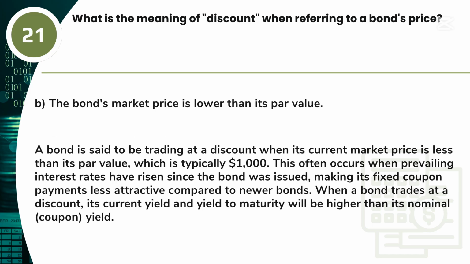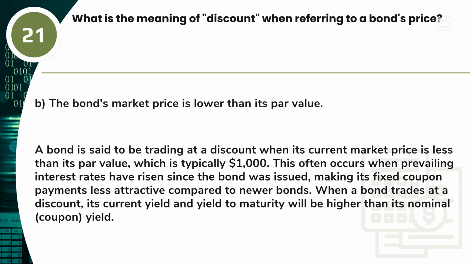Answer: B. The bond's market price is lower than its par value. A bond is said to be trading at a discount when its current market price is less than its par value, which is typically $1,000. This often occurs when prevailing interest rates have risen since the bond was issued, making its fixed coupon payments less attractive compared to newer bonds. When a bond trades at a discount, its current yield and yield to maturity will be higher than its nominal coupon yield.